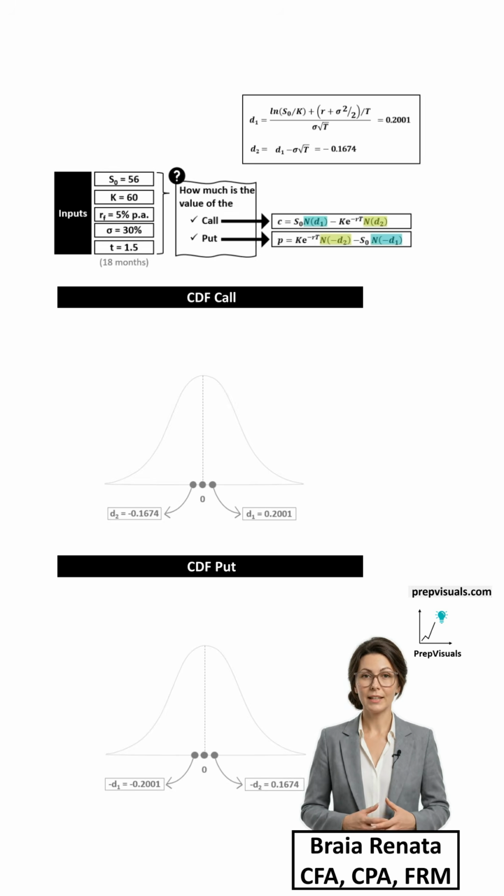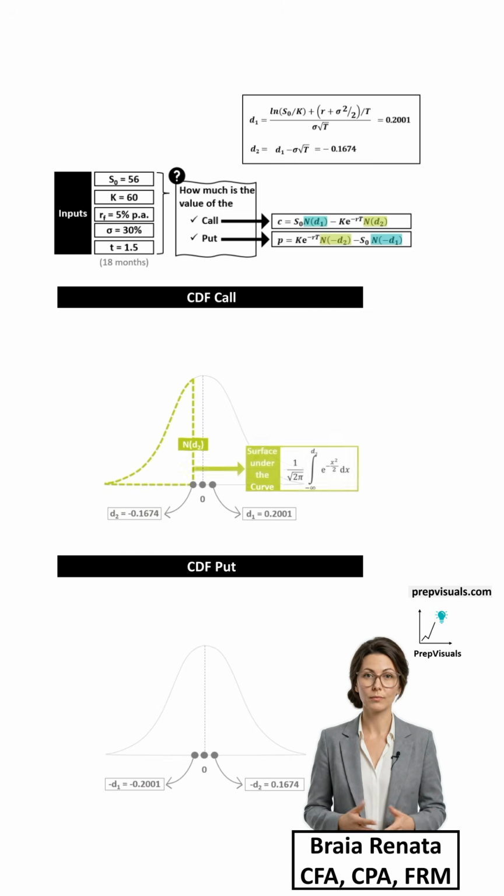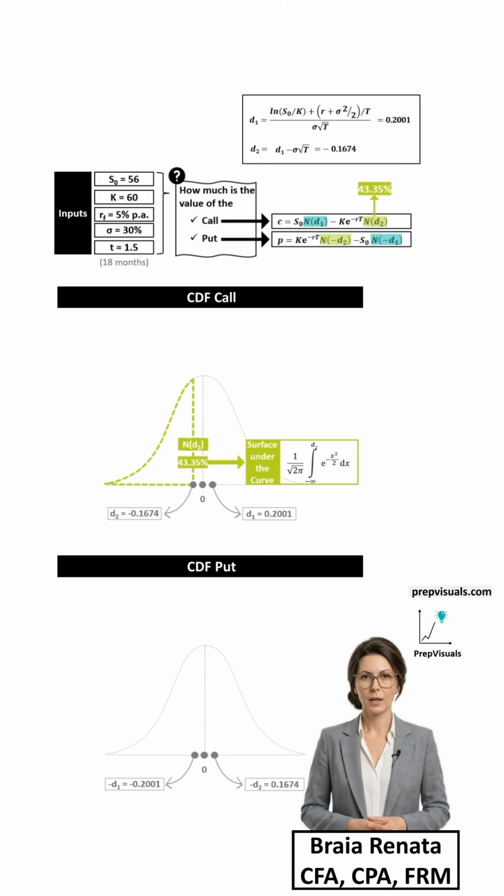And basically, ND2 is nothing more than the area under the curve from -infinity up to D2. And if we use statistical tables, we will find that ND2 equals approximately 43%. And it is this value that will be used in the option pricing formula. And what I want you to be aware of is that this value is representing the risk-neutral probability that the call expires in the money.